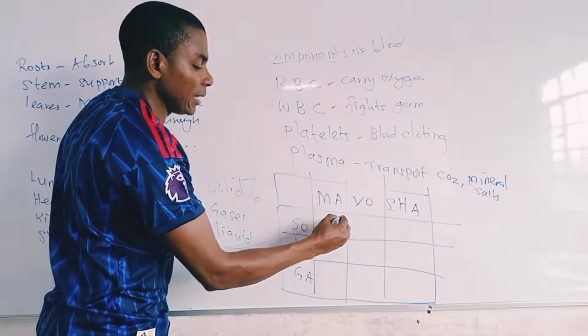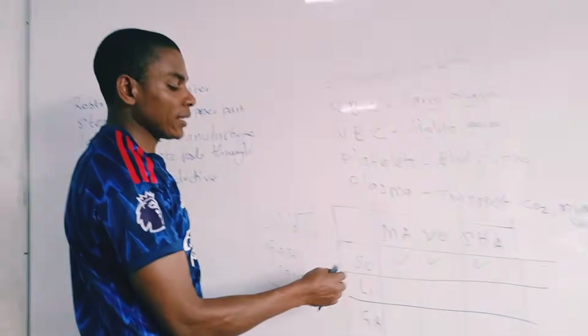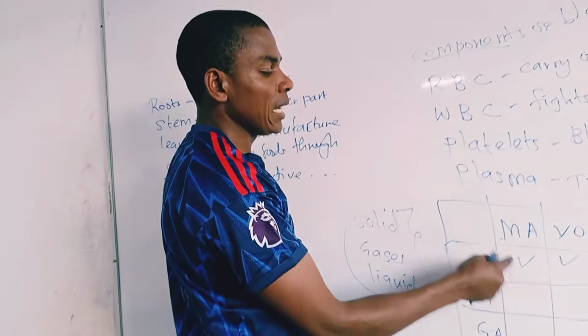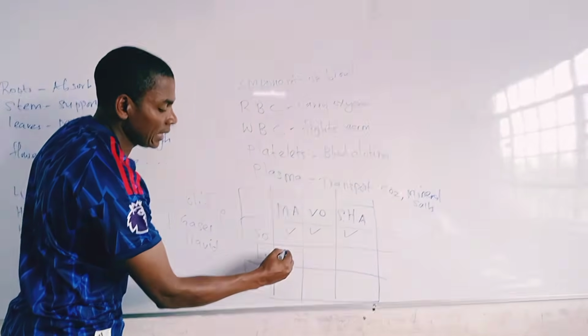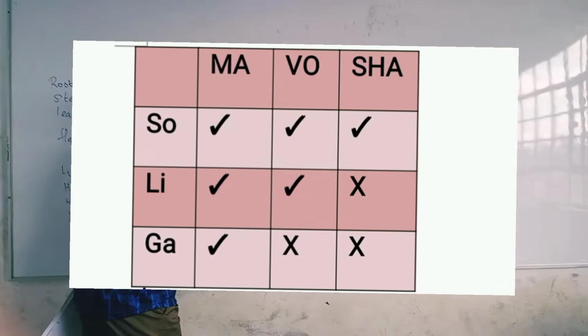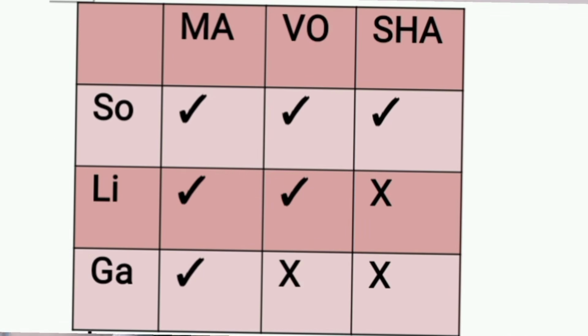So we put tick, tick, tick. This means that solid has definite mass, definite volume, and definite shape. Then the other one, which we say tick, tick, wrong, tells us that liquid has no definite shape. You can't tell the shape of the liquid, but the liquid can take the shape of the container. But liquid has volume. You can tell the volume and the mass of the liquid.